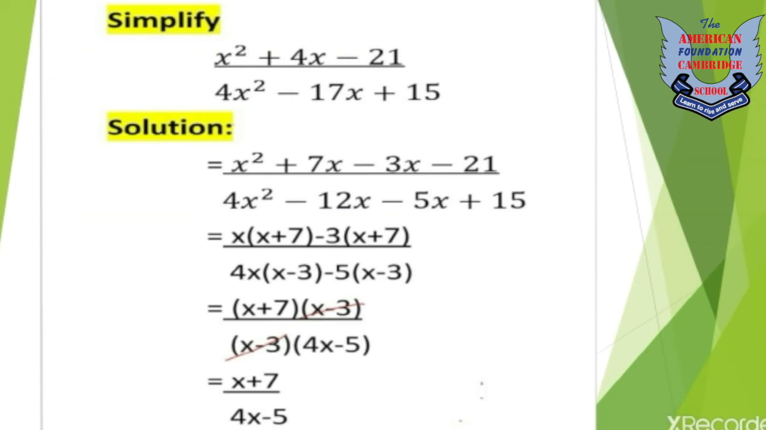Third step, take out the common bracket x plus 7 and write x minus 3 in another bracket. From the denominator, take out the common bracket x minus 3 and write 4x minus 5 in another bracket. Now the whole fraction is fully factorized, so you can easily reduce it. X minus 3 will be cancelled. Your answer is x plus 7 upon 4x minus 5.